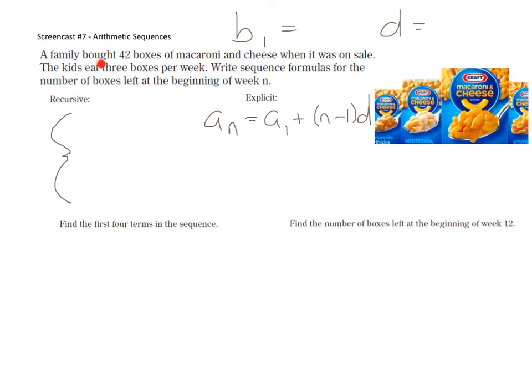Yes, a family bought 42 boxes of macaroni and cheese when it was on sale. Wow! It must have been on real sale, or they really, really like macaroni and cheese. The kids eat 3 boxes per week. Okay, so they do like macaroni and cheese a lot. Write sequence formulas for the number of boxes left at the beginning of week N.